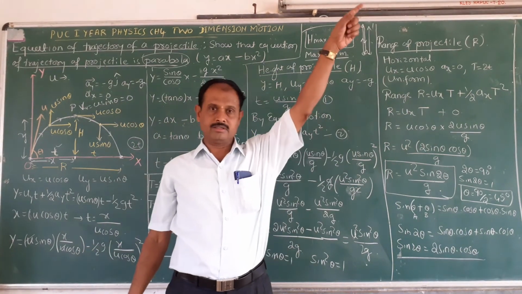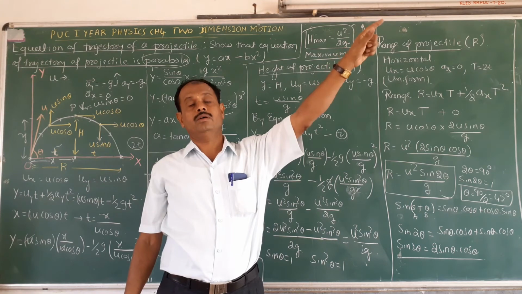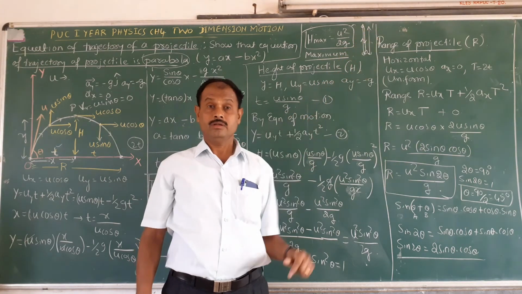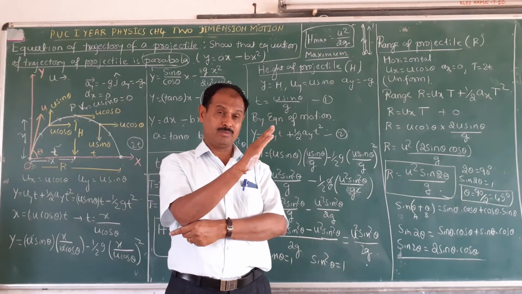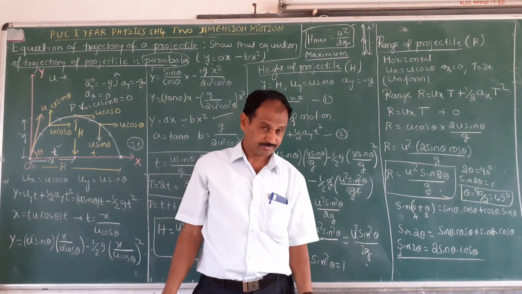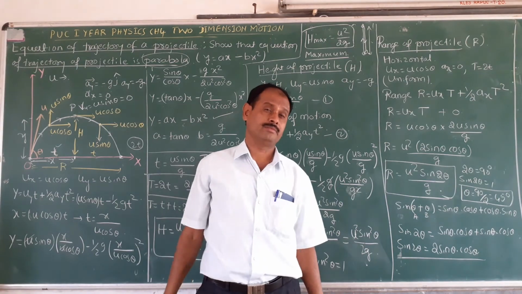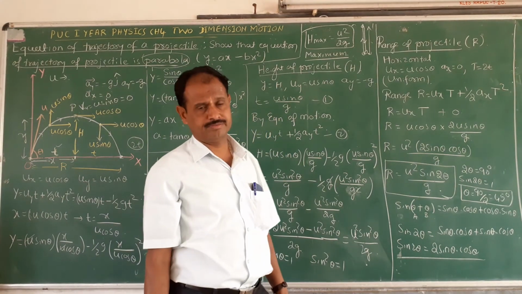Now reach the maximum range location. To reach the maximum range location, at that time the angle of projection should be 45 degrees. You are operating, there is the missile on the target.